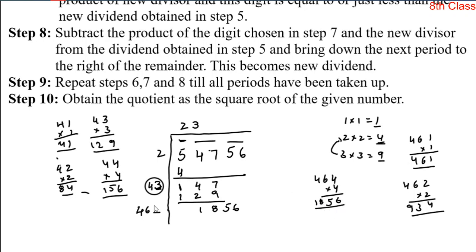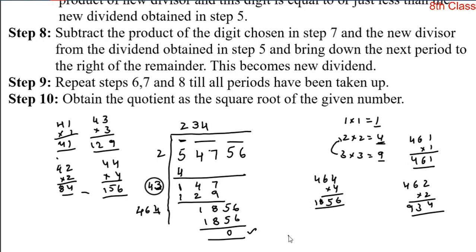Now write this digit here also. In the quotient also, write the same digit on the right side. Now 464 into 4 is equal to 1856. Subtract this 1856 from 1856, it is equal to 0. In this number there are no more periods, as the last period, 56, is also brought down. So in this step we get 0 as the remainder.